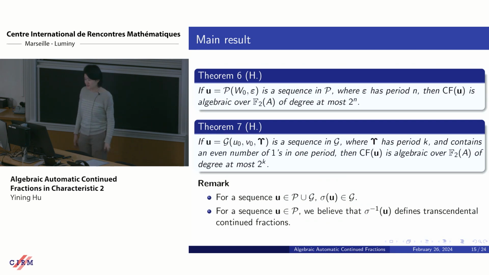And now we are able to announce our main results. It is that for all sequences in P and for all sequences in G, all these sequences define algebraic continued fractions over F2 of A. And moreover, the degree of algebraicity is bounded by 2 to the k, where k is the period of epsilon.